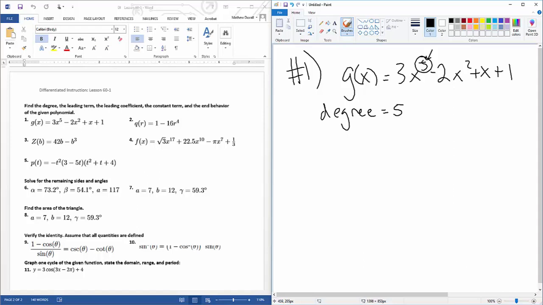The leading term, that is the term associated with the highest exponent. So the leading term is going to be 3x to the 5th. The leading coefficient is the coefficient that applies to the leading term. The constant term is the value that does not have a variable associated with it.